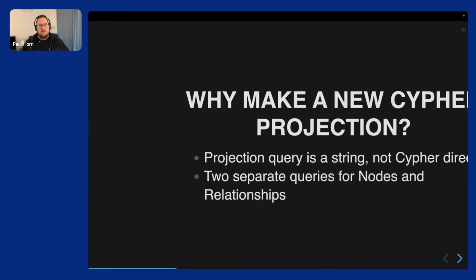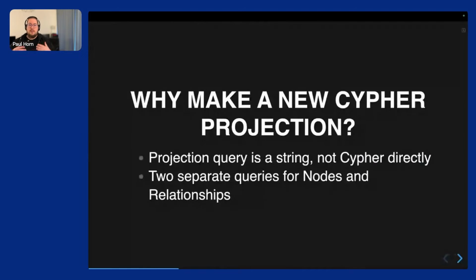The other thing is that you have two separate queries for nodes and relationships. And if you do a lot of work, not just the simple match n with a label, if you do a lot of work to project your nodes, you kind of need to do the same work for relationships again, or figure out how to somehow cache the results for the nodes. It's not really that great.